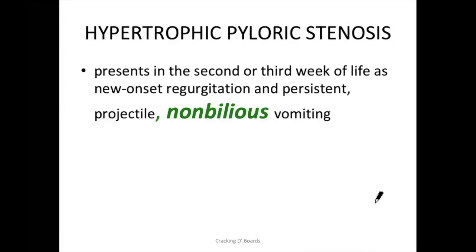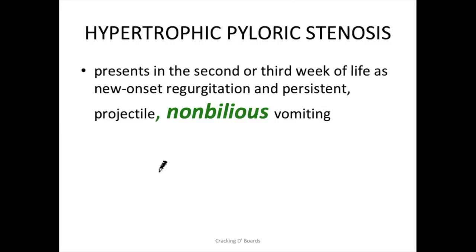And take note, I highlighted one word because for me, this is the giveaway: non-bilious vomiting. It is non-bilious vomiting because it's not at the level of the duodenum. If you are at the level of the duodenum, especially the second part of the duodenum, this is where the common bile duct will empty, and that's why you get bilious vomiting. So projectile, non-bilious vomiting during the first few weeks of life.